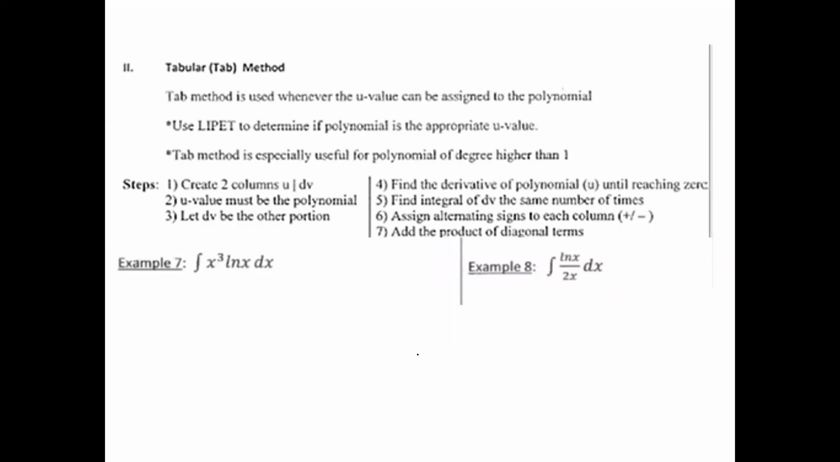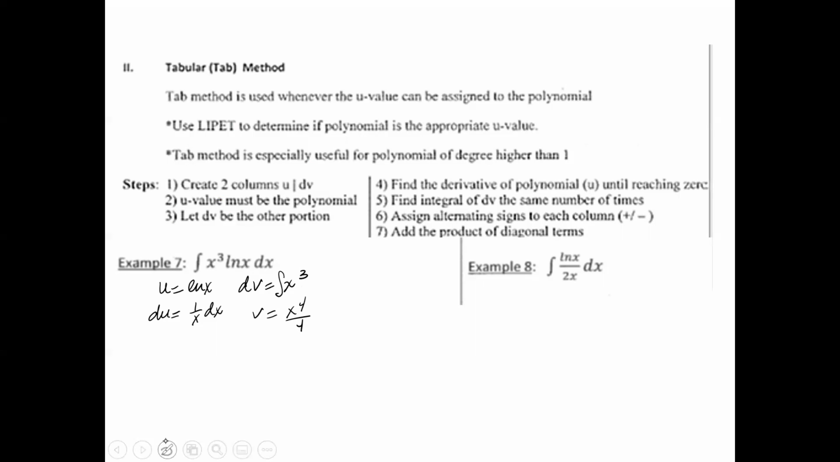All right, let's take a look at example 7. With example 7, you're going to let u be ln x and dv be x cubed. Derivative of ln x is 1 over x dx. And v, the integral of dv, which is the integral of x cubed, is x to the fourth over 4.